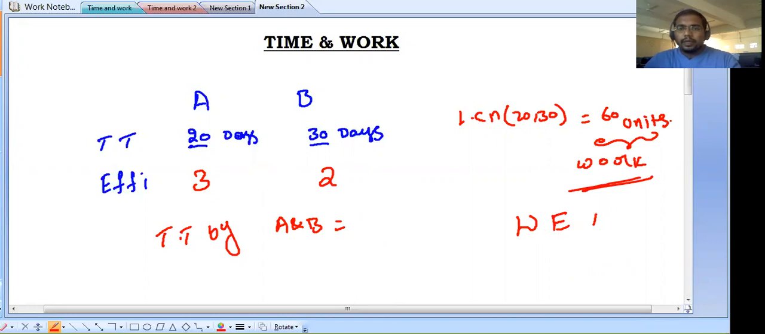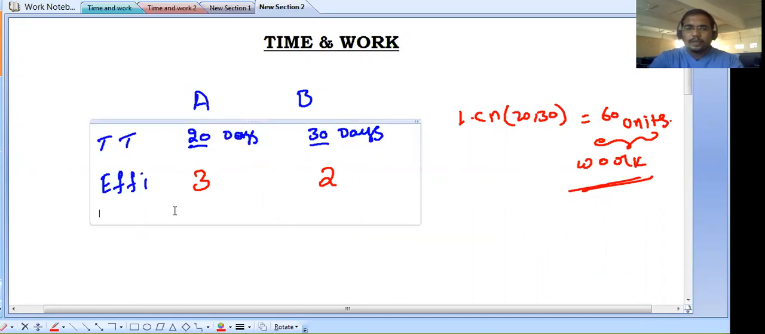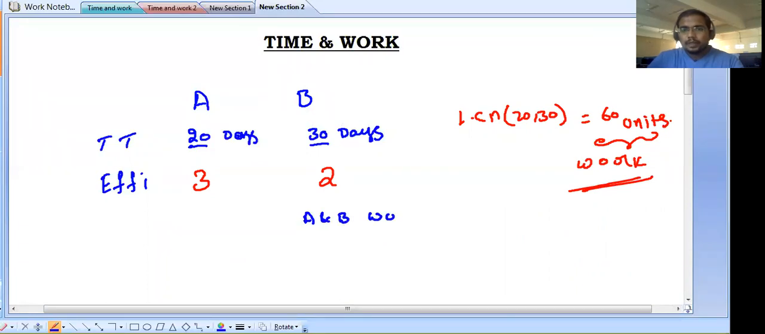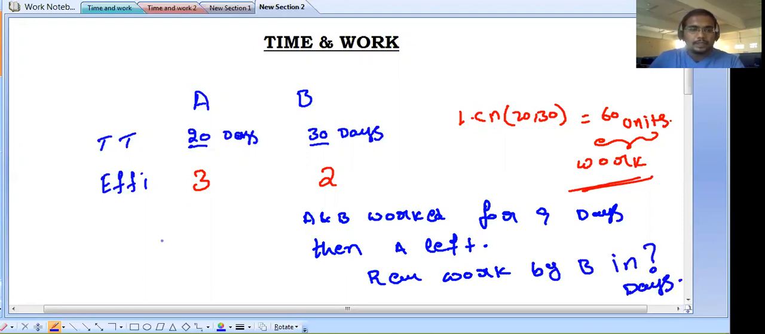Together. If they are not asking together, if they are asking about a condition, what does that condition mean? See, A and B worked for 9 days. Then A left. Remaining work by B. In how many days? Very easy question, this one.